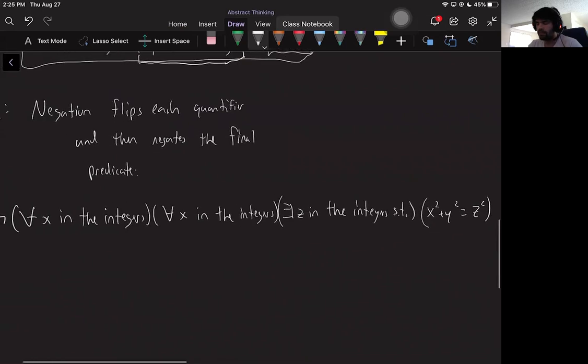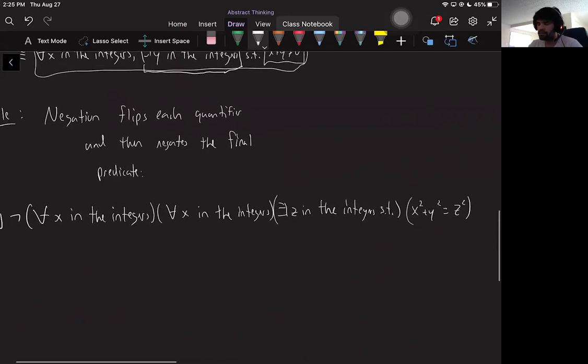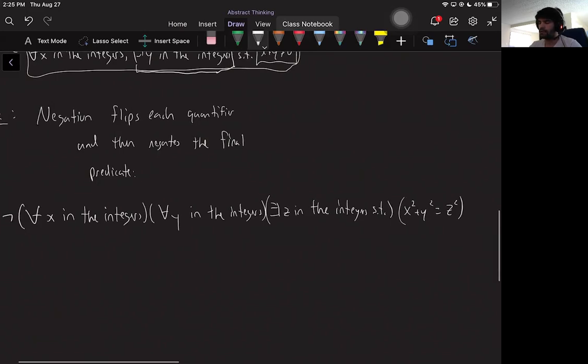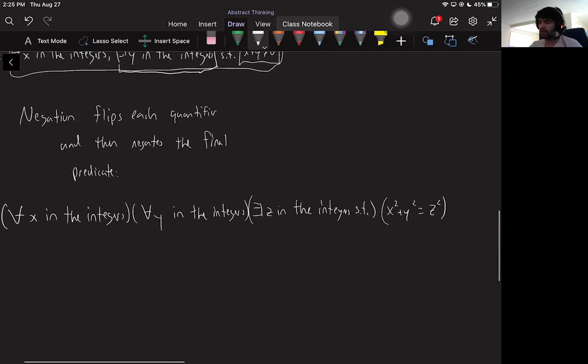Okay, so what is this saying? Ignore the negation for now. This is saying that no matter what x you pick, and no matter what y you pick, sorry, this should be a y, the second one. No matter what two numbers you start with, if they're integers, you'll be able to find a third integer satisfying this equation. So I believe this is false because I know the Pythagorean theorem and I know about Pythagorean triples.